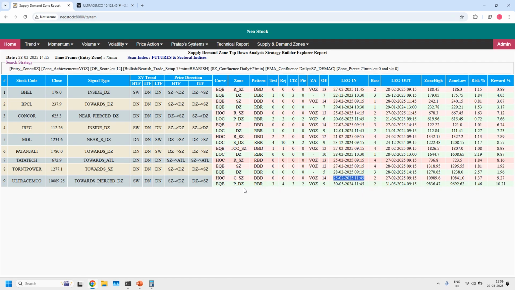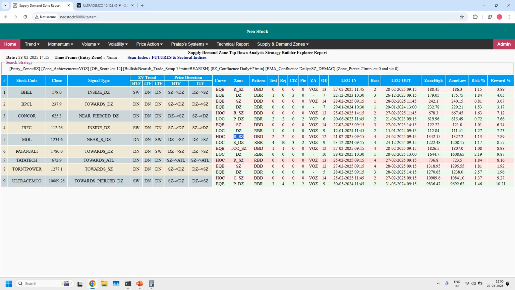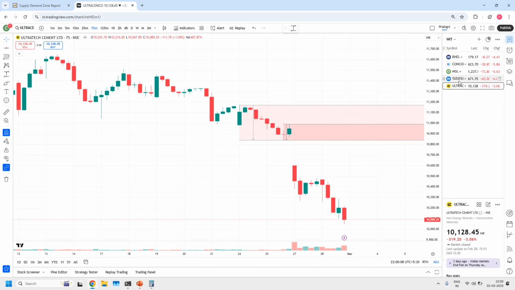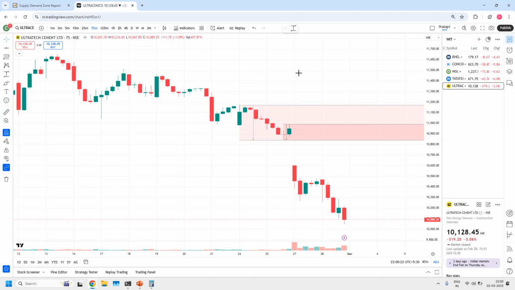So total how many? 4 we identified. 1, 2, 3, 4 and 5. Actually, which one did I miss? BHEL, Conquer. After that, MGL. Where is MGL? Yeah, MGL is there. After that, Tata Tech. Tata Tech is also there. Okay, 5 is there, right? 1, 2, 3, 4, 5. How did I count this as 4? What happened to me today? 1, 2, 3, 4, 5. Perfect. And 5 zones.